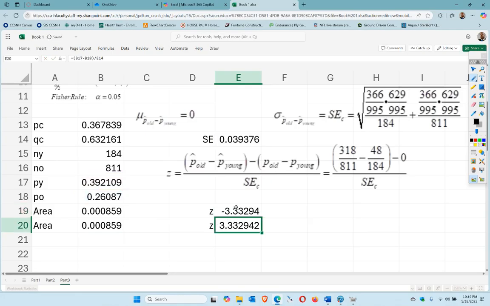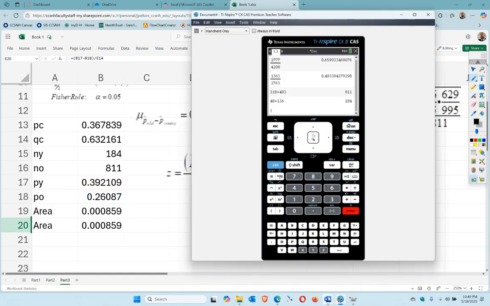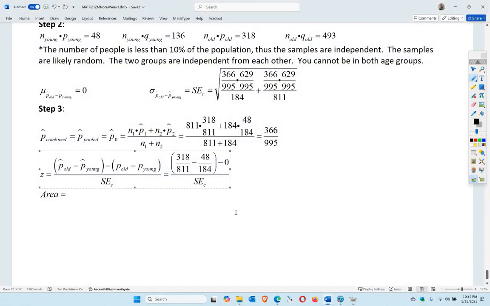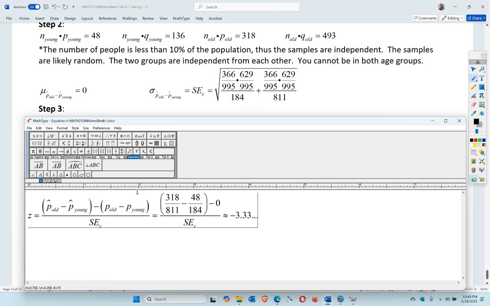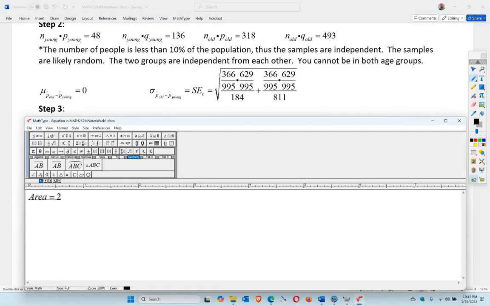18, old minus young. So that is the negative z value, essentially. Okay, so we're going to say in our thing here that we got approximately negative 3.33, whatever it was. So that means, actually, let's put the area down here. That means the area is 2 times the normal dot distribution, parentheses, the z, comma 0, comma 1, comma true, and we got approximately 0.